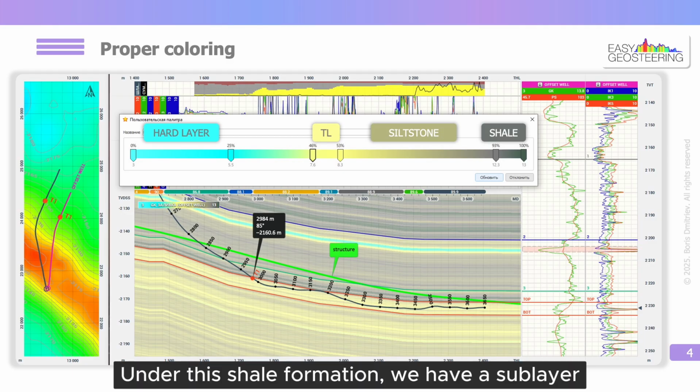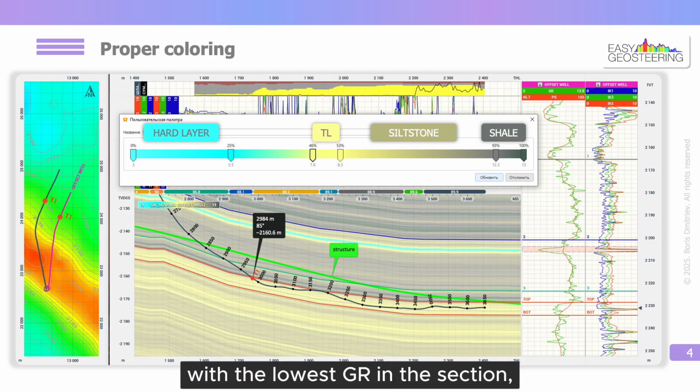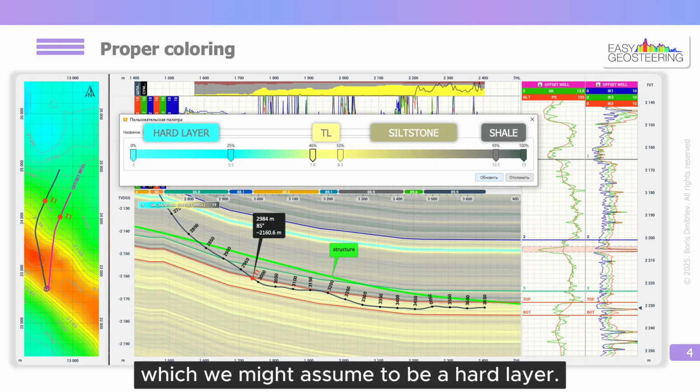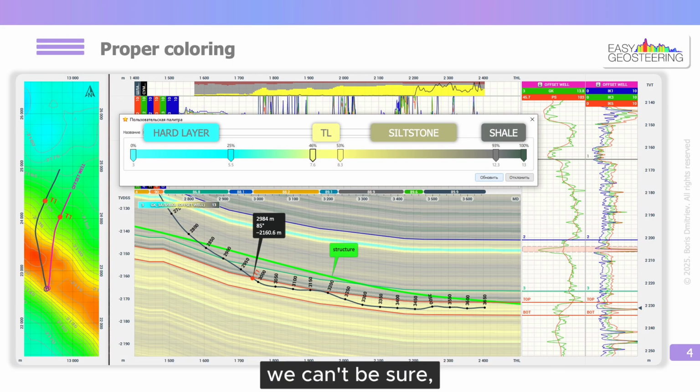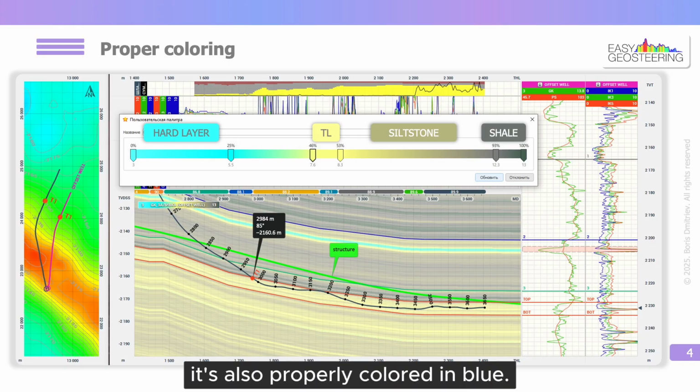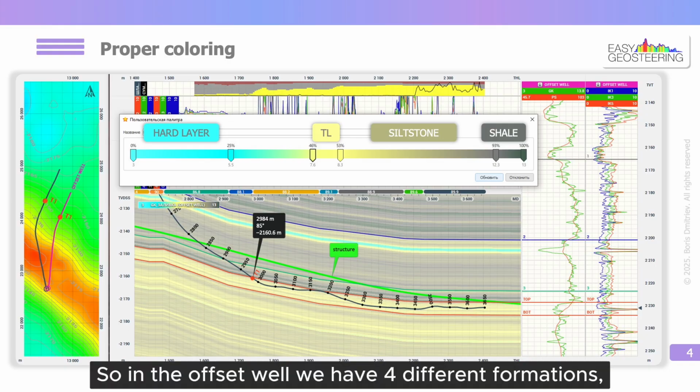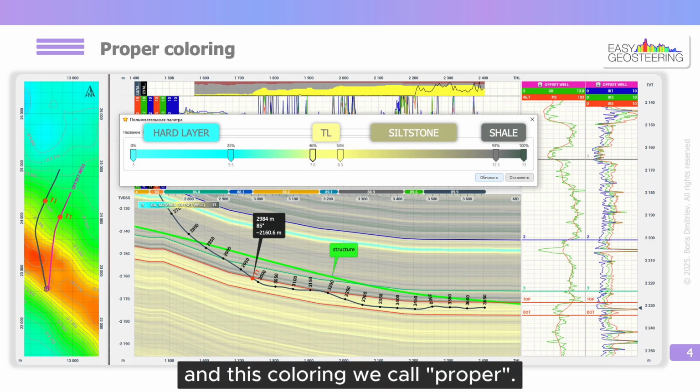Under the shale formation we have a sublayer with the lowest gamma ray in the section, which we might assume to be a hard layer. Of course, without neutron density we cannot be sure, but if it's indeed a hard layer, it's also properly colored in blue. So, in the offset well we have 4 different formations, and each has its own color, and this coloring we call proper. But what if one of the sliders has an improper position on the scale?